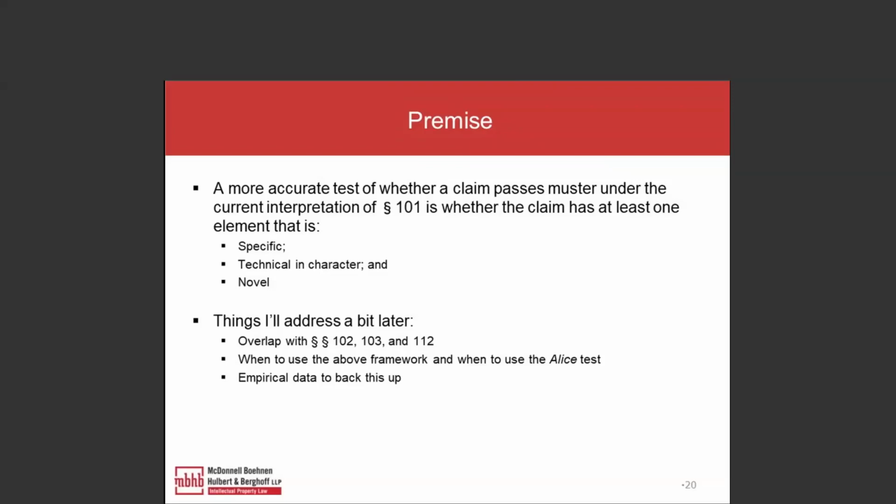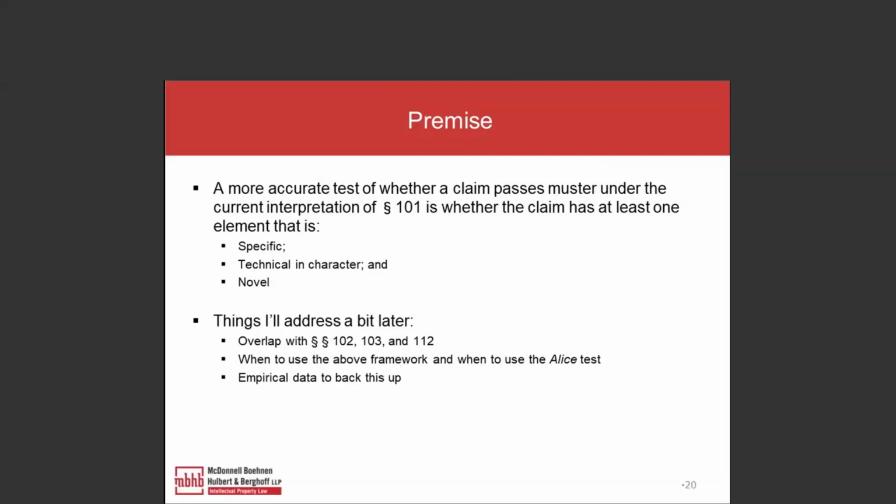Now, if you're an experienced patent attorney and you hear me saying this, you probably are going to want to excommunicate me from the patent bar, because you're going to say, wait a second, that's not what the court said. That's not in the 2-part test. That's not in the statute. What are you talking about? Specificity, technical character, and novelty.